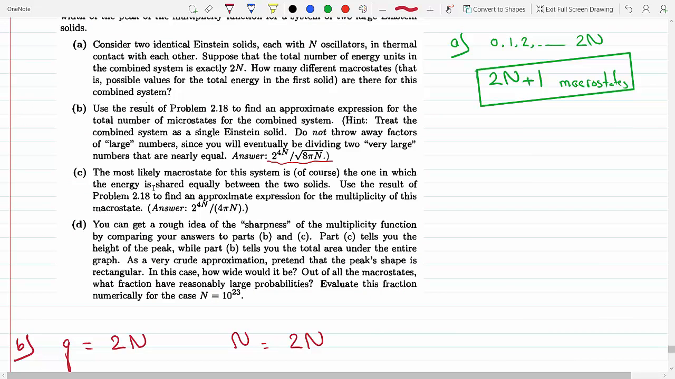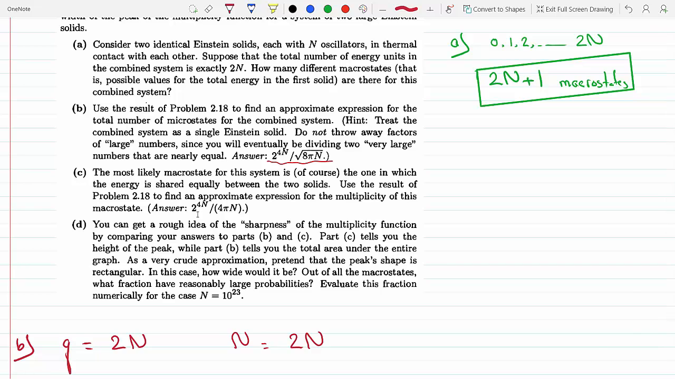For part C, he says the most likely macrostate for the system is the one in which the energy is shared equally between the solids, as explained clearly in the text. You would think that's, you know, it's all probabilities and that's the most probable one. When it's shared equally between the solids, use the result of problem 218 to find an approximate expression for the multiplicity of this macrostate. Okay, well, he kind of walks you through the question.